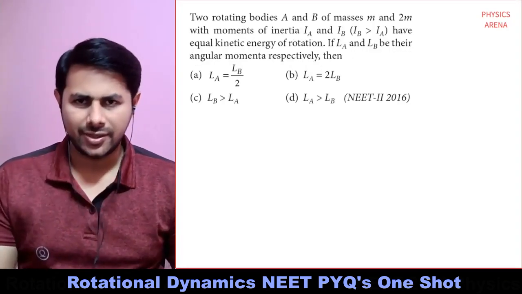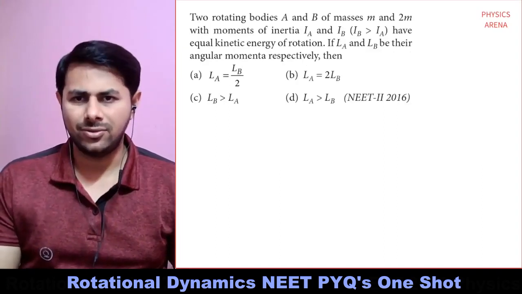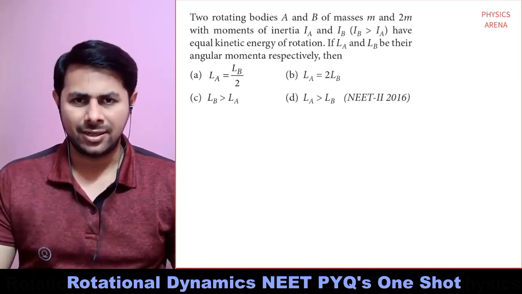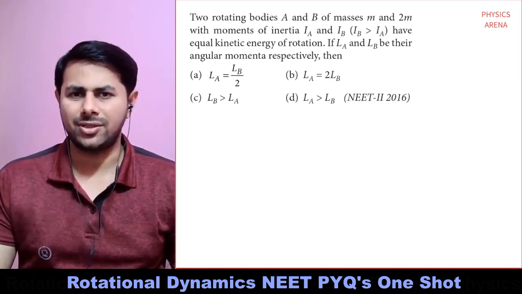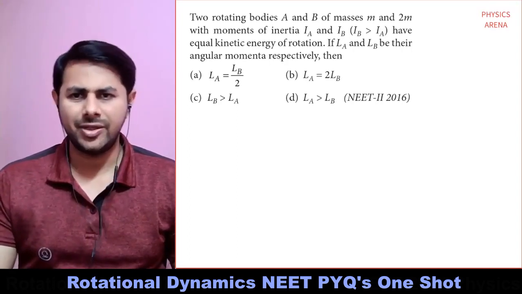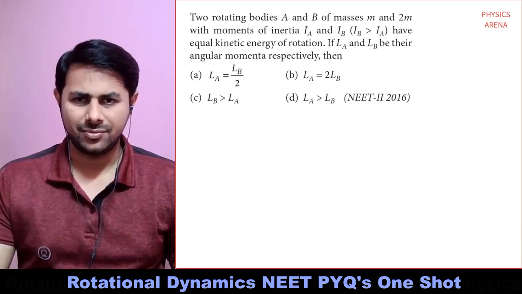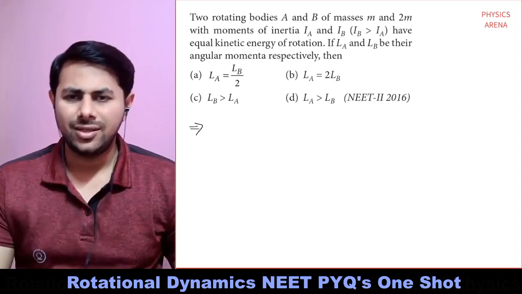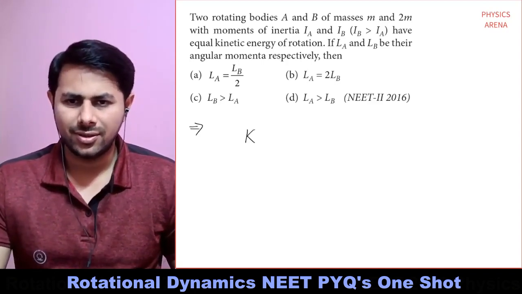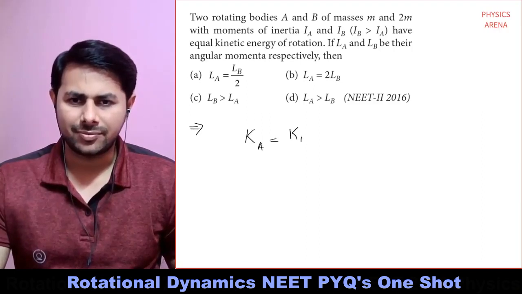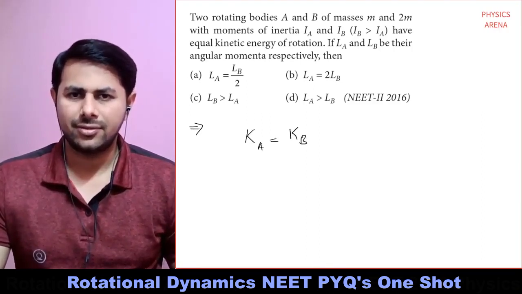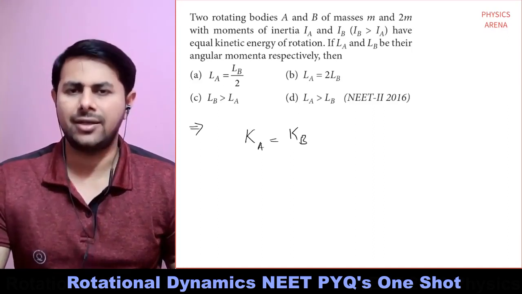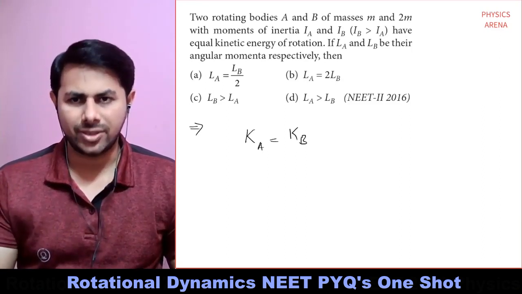Two rotating bodies A and B of masses m and 2m with moment of inertia Ia and Ib, where Ib is greater than Ia, have equal kinetic energy of rotation. If LA and LB be their angular momenta respectively, then. This is very simple. Tell me which is the answer. They have equal kinetic energies, so Ka equals Kb. After that, what's given? Ib is greater than Ia. Moment of inertia of the second body is greater than the first body.